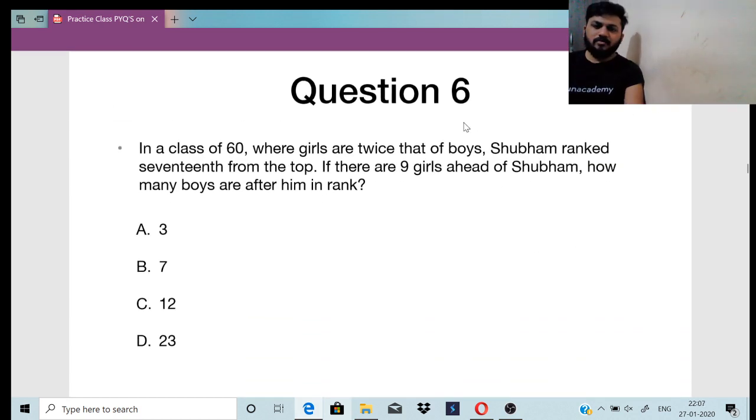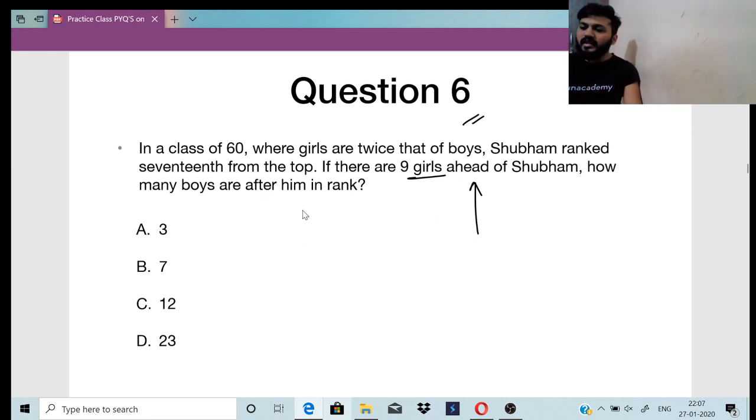Question number 6. In a class of 60, where girls are twice that of boys, Shubham ranked 17th from the top. If there are 9 girls ahead of Shubham, how many boys are after him in the rank? There is a class of 60 where girls are twice that of boys. If there are 9 girls ahead of him, that is in front of him, how many boys are behind him in rank?